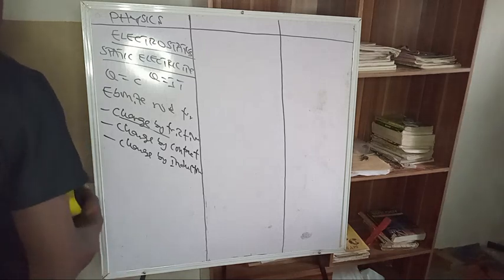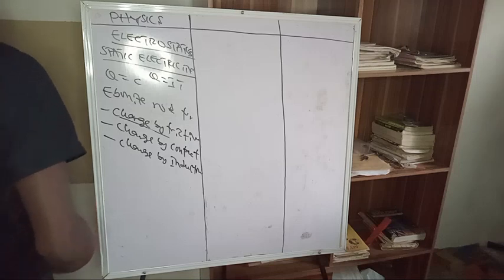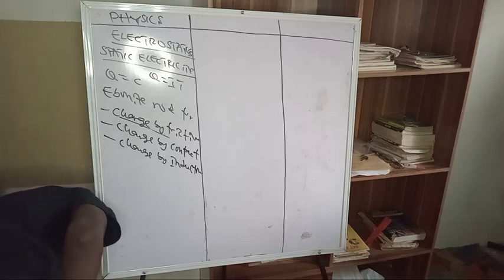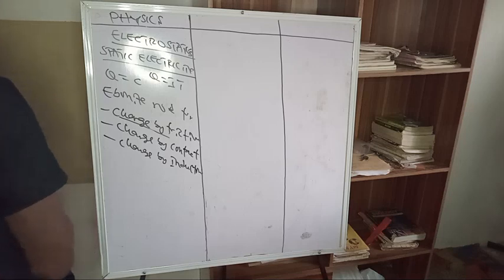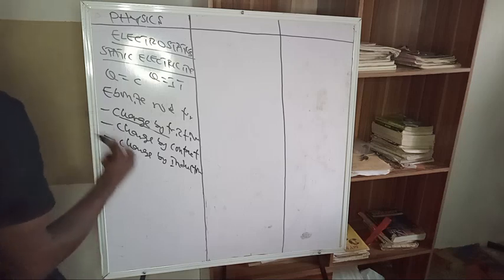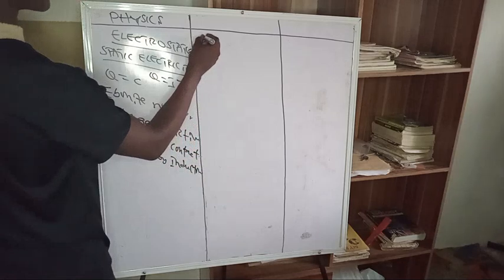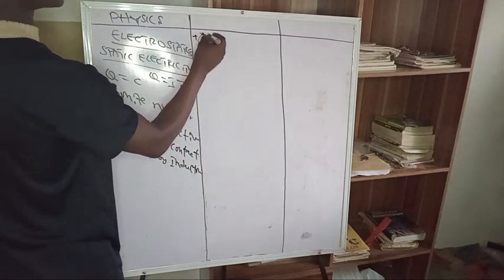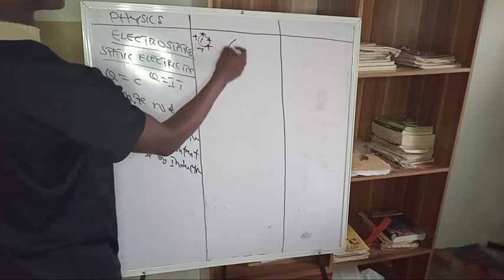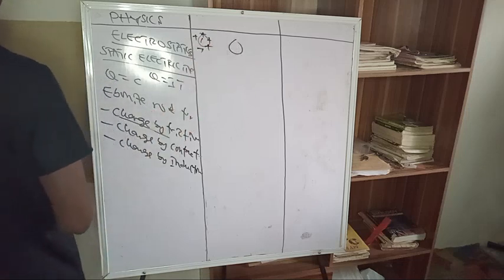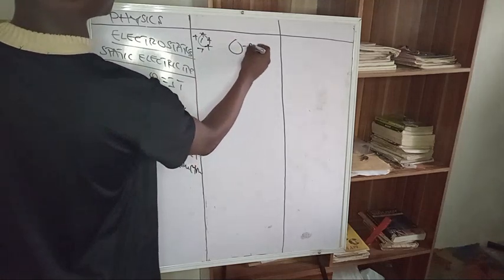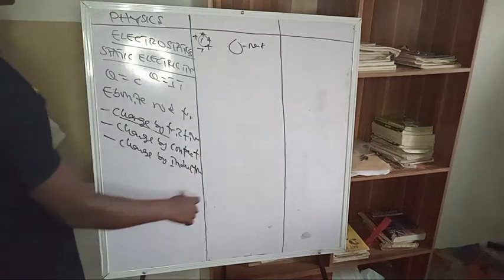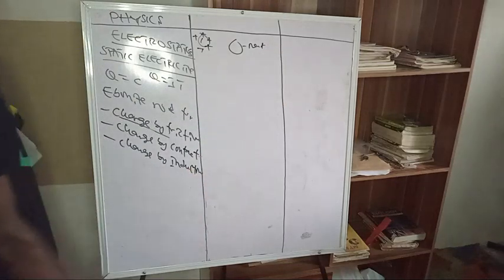Then contact is a method of charging in which a charged conductor shares its charge with an uncharged conductor. In friction we are rubbing. In charging by contact, we have two objects: the charged conductor and the uncharged conductor. When you bring them in contact with each other, the uncharged conductor becomes charged. That's what we call charging by contact. Then there is charging by induction.